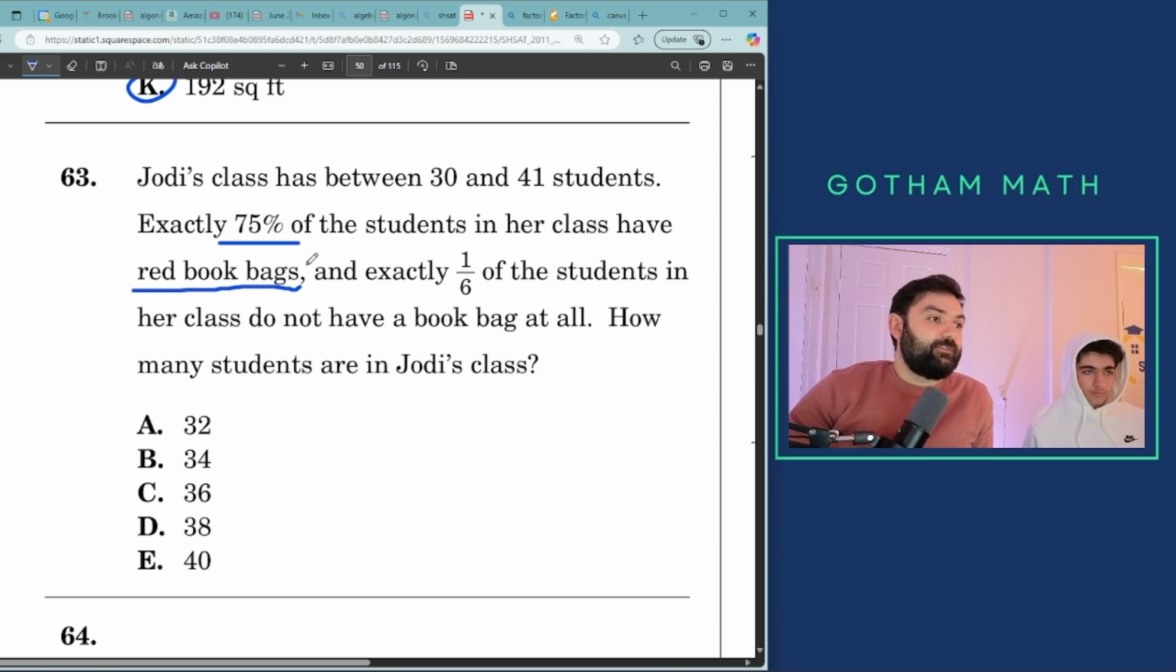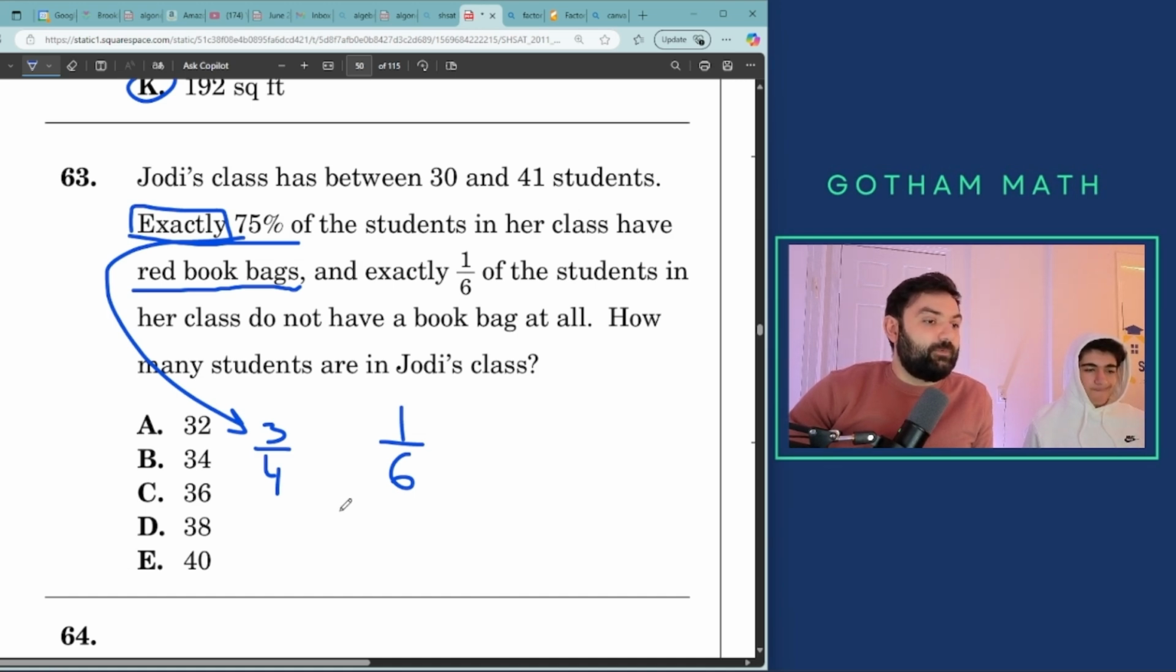Since they say exactly 75%, do you know what 75% is in fraction form? 0.75? No, that's in decimal. 75 over 100, which is 3/4. That's correct, 3/4. So they say 3/4 have a book bag, and 1/6 do not. Technically, we need to find a number that is divisible by 4 and 6 at the same time. Otherwise, they won't divide. We cannot have, let's say, half of a student. You know what I mean?